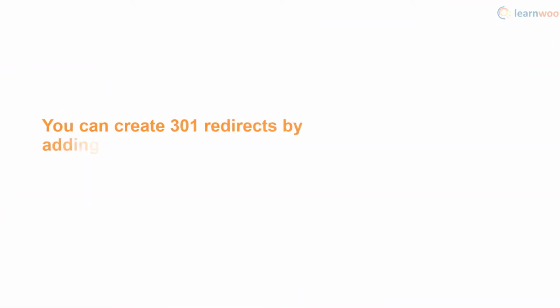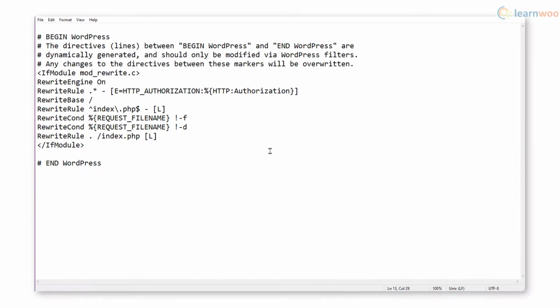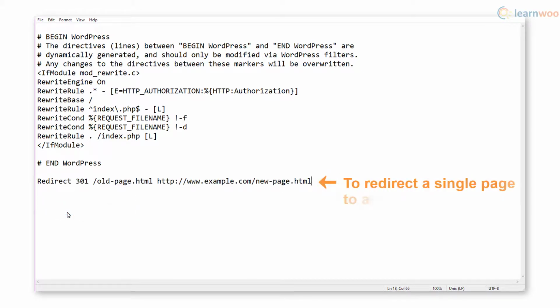You can also create 301 redirects by adding code to your htaccess file, though you should create a backup of your site first. You can access the htaccess file using an FTP client. Add this code at the end of the file if you want to redirect a single page to another. Make sure you replace the example URLs and save the file.